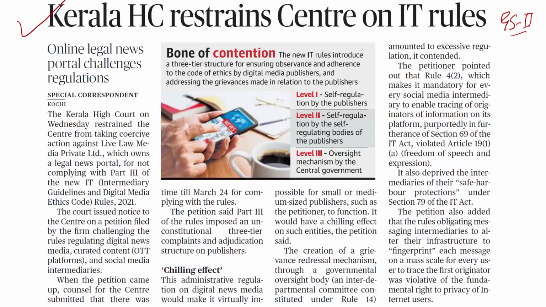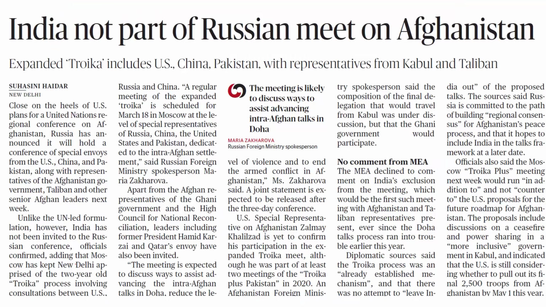And that is what this newspaper article is all about. Kerala High Court restrains centre on IT rules. The Kerala High Court has asked the centre not to take coercive steps against Live Law, which owns a legal news portal, because this legal news portal has filed a petition challenging the constitutional validity of these IT rules of 2021. Now let's look at another newspaper article, very important for your civil services examination.